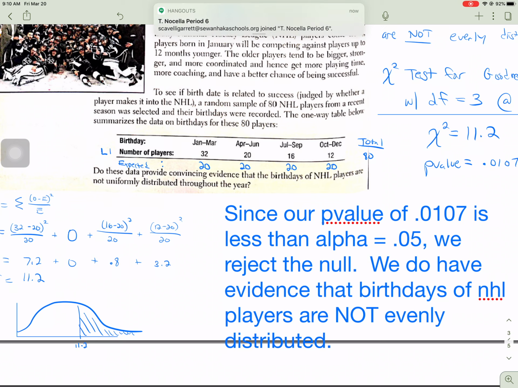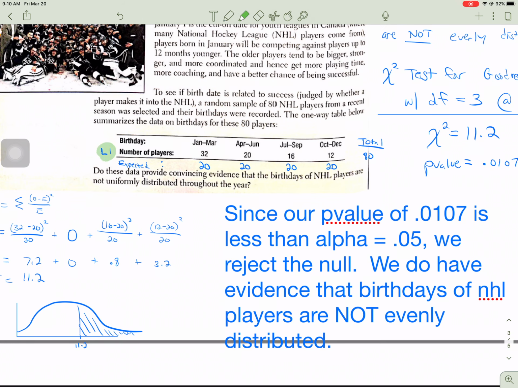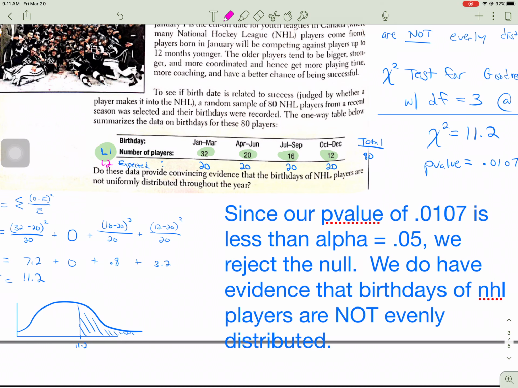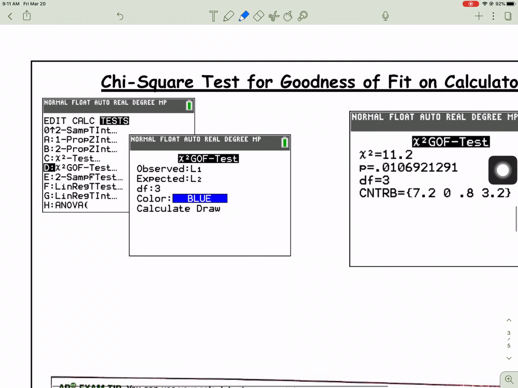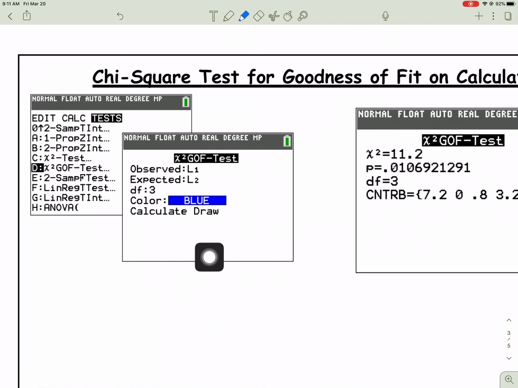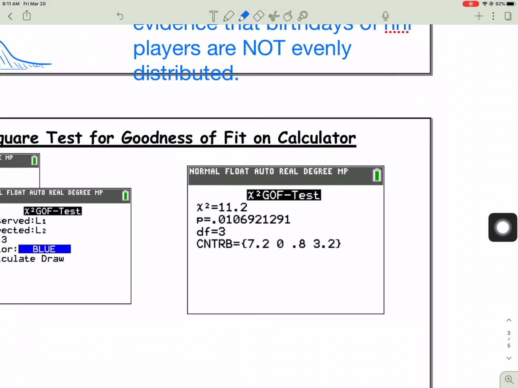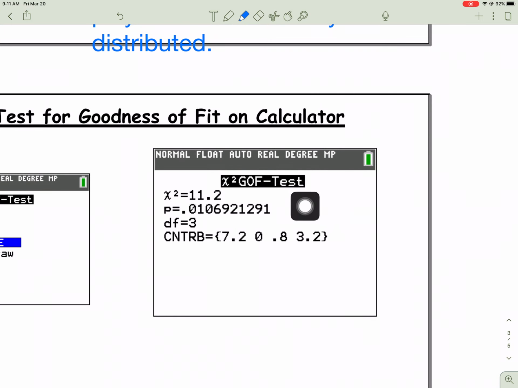So list 1 is going to be 32, 20, 16, and 12. And then into list 2, put all your expected counts. So 20, 20, 20, 20. That's all you have to do. List 1, observed. List 2, expected. And then your calculator knows to run the chi-square test. And you'll notice 11.2 is what we got for the chi-square distribution, and that's exactly what they gave us. And the p-value matches as well.